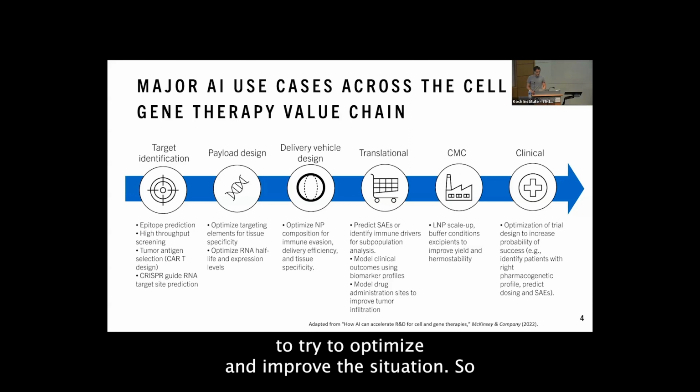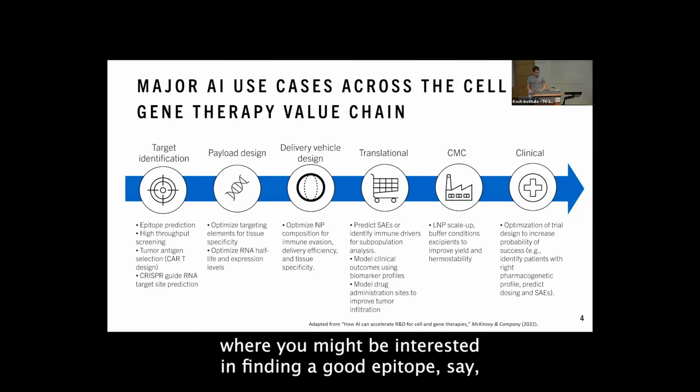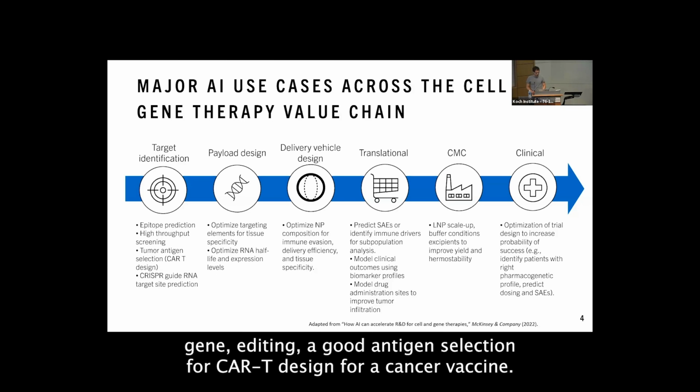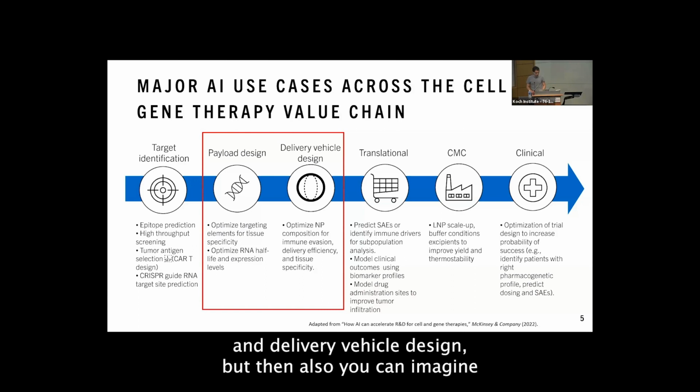That can range all the way from target identification, where you might be interested in finding a good epitope, say, for an mRNA vaccine, or finding a good guide RNA for CRISPR gene editing, a good antigen selection for CAR T design or for a cancer vaccine. I'll be talking a little bit more about payload design and delivery vehicle design.